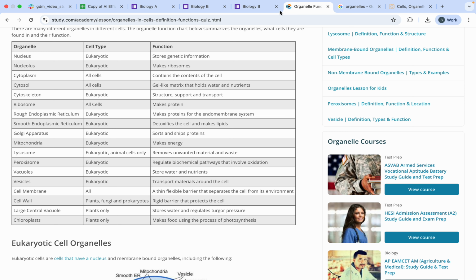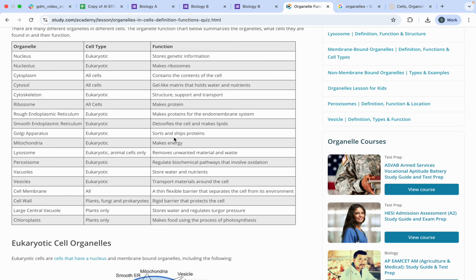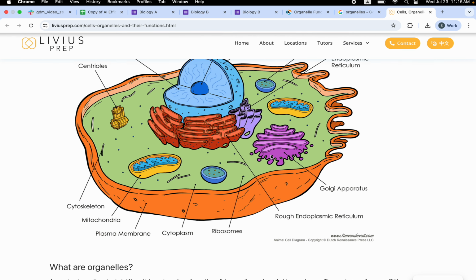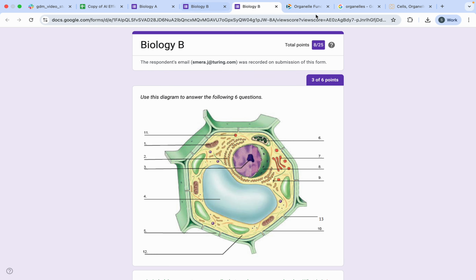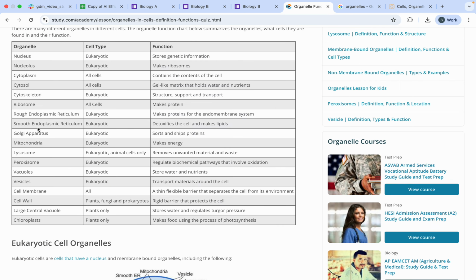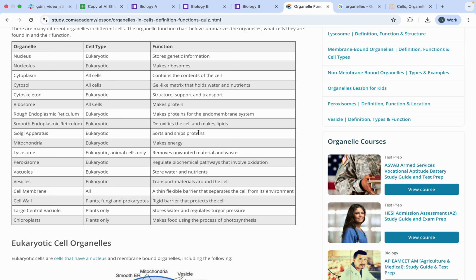Okay, Golgi apparatus. Golgi apparatus means this one. Okay, so this Golgi apparatus will sort and ship proteins. Okay, it will sort and ship the proteins, this Golgi apparatus. Okay, next is mitochondria. Yes, so this is mitochondria. The function of mitochondria is to make energy. It is for making energy.